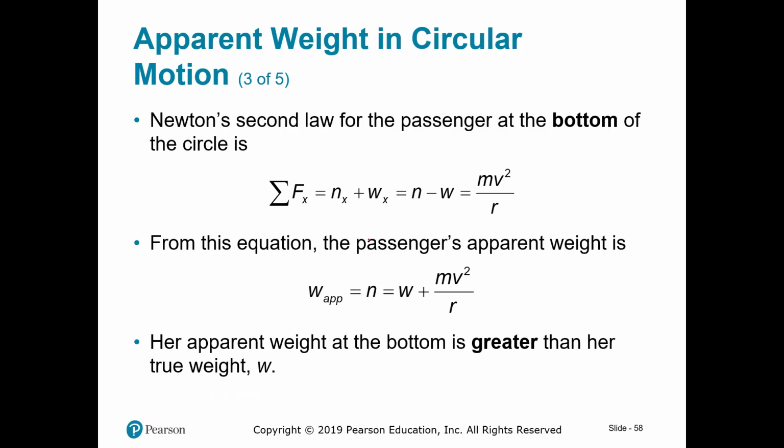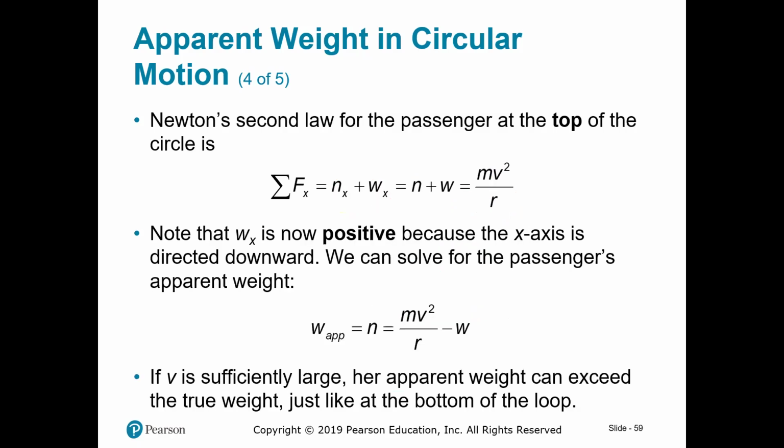For example, at the bottom part, your normal force and weight give N minus W. Again, Newton's second law for the centripetal acceleration: this is ma, where a is v squared over r, right? So the passenger's apparent weight, in other words N, you have to move W to the other side. So what you're gonna feel, in other words the apparent weight, the normal force, is gonna be your original weight W plus mv squared over r. So that's why it's greater than your true weight.